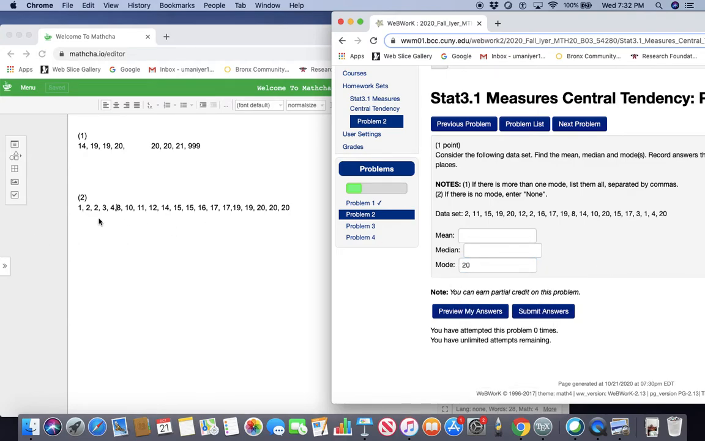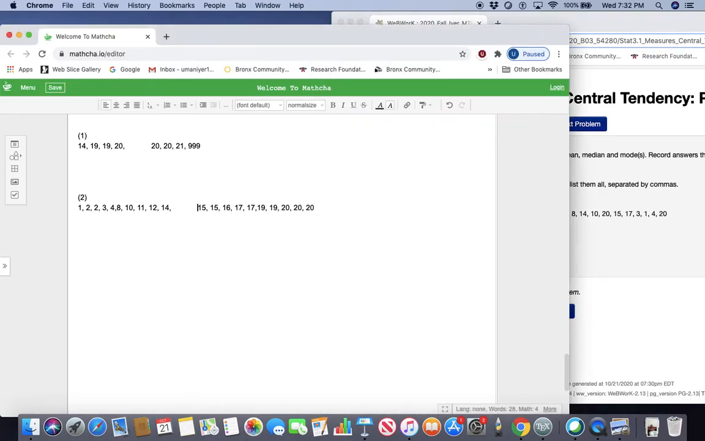Now median. How do we find the median? How many numbers do I have? 1, 2, 3, 4, 5, 6, 7, 8, 9, 10, 11, 12, 13, 14, 15, 16, 17, 18, 19, 20. So I need to split it. If I split over there, I have 10 on the left and 10 on the right, and there is nothing in between.